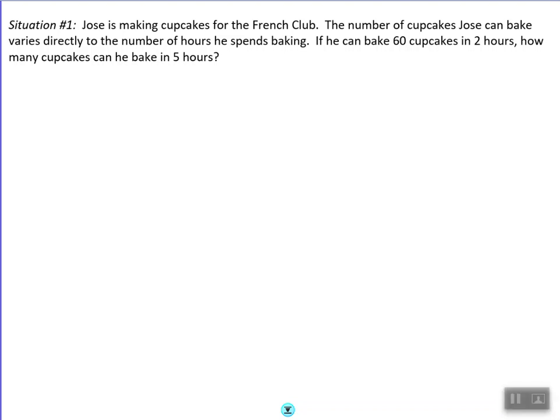So if I go back, if I read the first sentence, Jose is making cupcakes for the French Club. That doesn't tell me anything about my equation. That's just the background part of the story for this problem. So I don't care about that. The next part of the problem says, the number of cupcakes Jose can bake varies directly to the number of hours he spends baking.